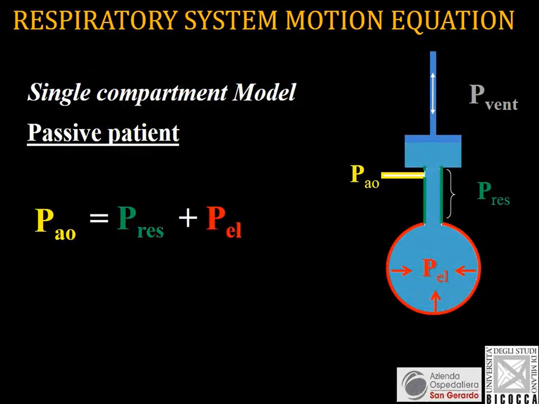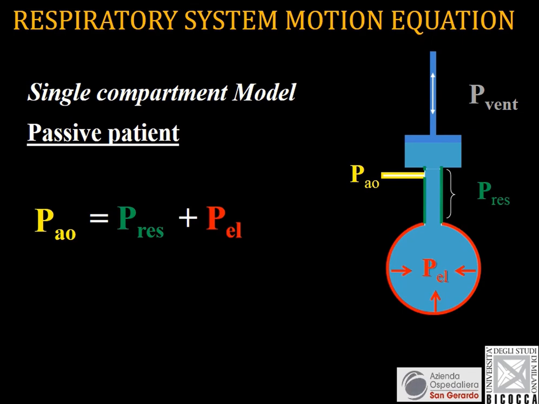The other entity we are dealing with is the patient, whose respiratory system can be assimilated to a single-compartment model, just to have the easiest depiction of the system we can imagine, in which we have one pressure at the airway opening, which is the pressure measured in the ventilator. This pressure is the sum of two pressures coming from within the respiratory system. One is the resistive pressure, the pressure which the ventilator has to overcome to generate the flow and to push the flow through the endotracheal tube and the airways.